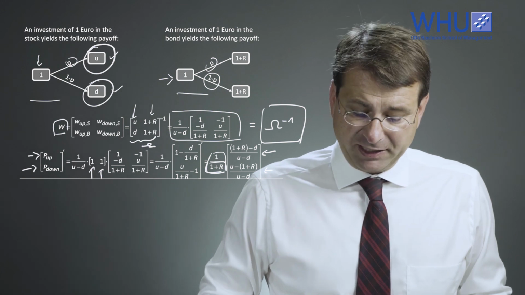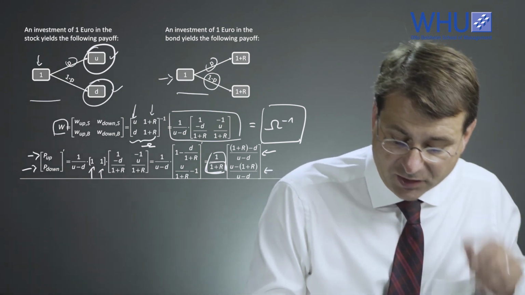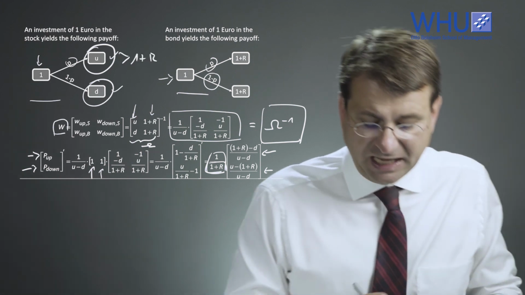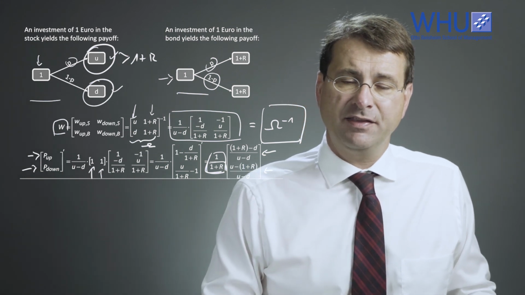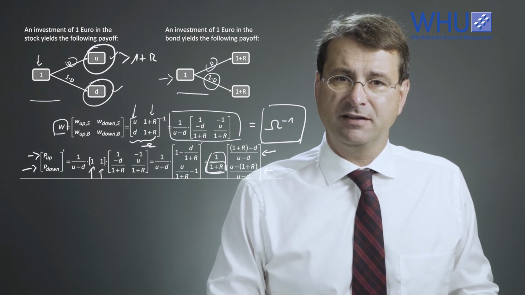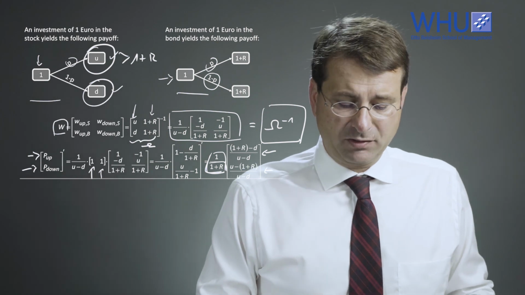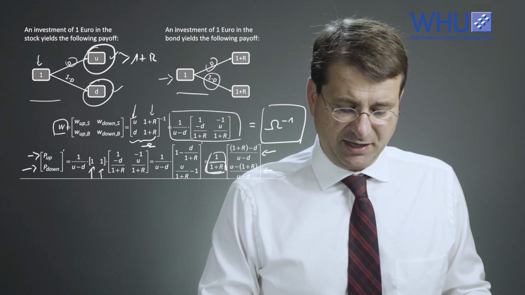Even more specifically, I can even say that the U must be more than 1 plus R. So U must be more than 1 plus R, because if I would not get more money in the case of the risky asset than for the riskless asset, nobody would ever purchase the risky asset. Right? If the risky asset, even in the best case, would yield less than the riskless asset, why should you ever buy the risky asset?